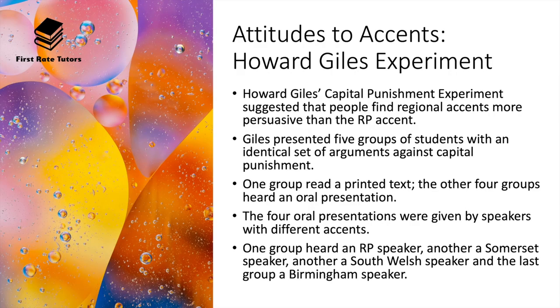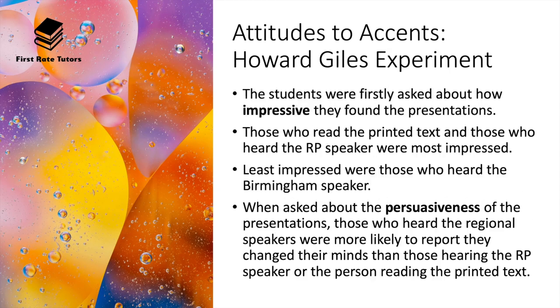When it comes to attitude towards accents, the most interesting experiment is one run by Howard Giles. And his capital punishment experiment really suggested that people find regional accents more persuasive than the RP accent. And to go into detail on the experiment itself. So he presented 5 groups of students with an identical set of arguments against capital punishment. One group read a printed text, whilst the other 4 groups heard an oral presentation. The 4 oral presentations were given by speakers with different accents, and one group heard an RP speaker, another a Somerset speaker, another a South Welsh speaker, and the last group a Birmingham speaker.